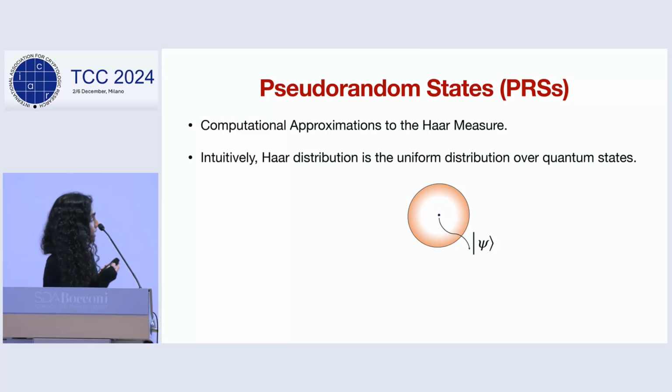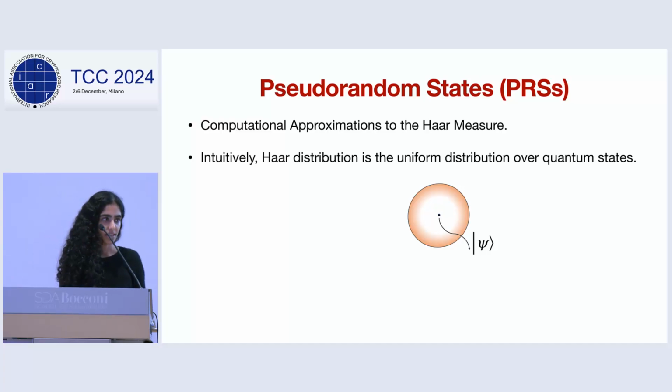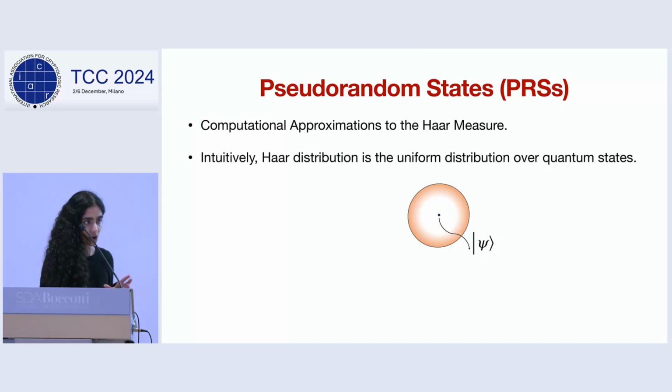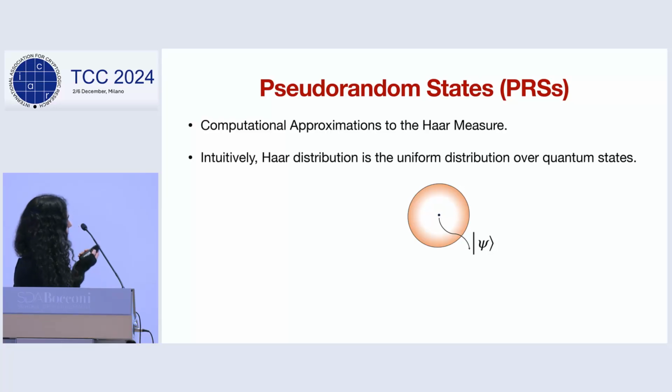I'll start by defining intuitively what a pseudorandom state is. You can think of a pseudorandom state as a quantum analog of a pseudorandom generator from classical cryptography. Intuitively, these are computational approximations to the Haar measure. I like to think of the set of all possible n-qubit states as a sphere of high dimension, and a Haar random state is just a dot on the sphere. That's how I like to think of it. And pseudorandom states are just states that look like a Haar random state.